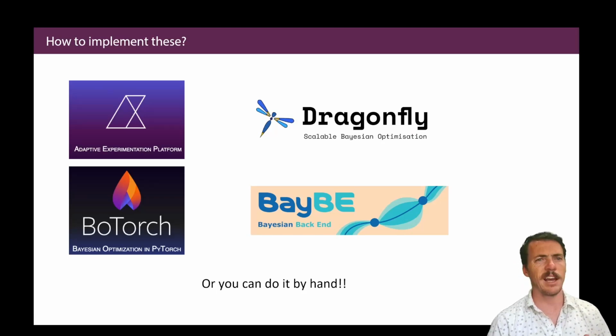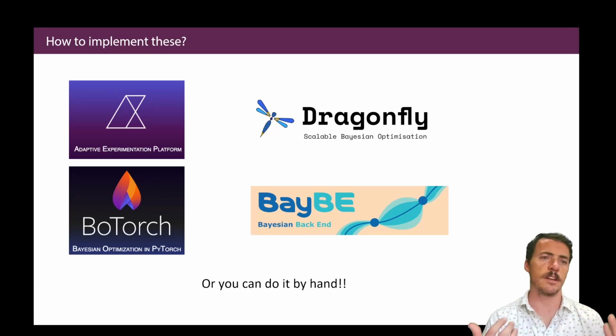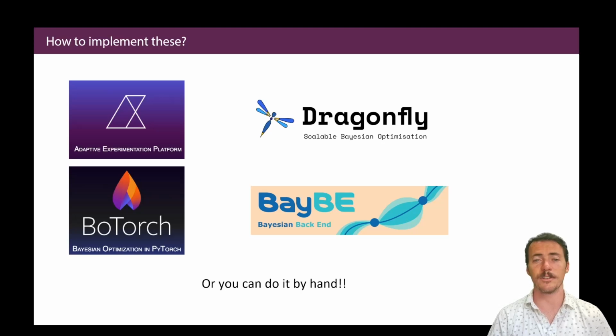So you might be asking, how do I go about implementing these things? This sounds cool. Well, the good news is that there are so many tools available. There's Ax, the Adaptive Experimentation Platform, by Meta. We use that all the time. We love it. There's BoTorch, there's Dragonfly, there's Baybe. These different things have pros and cons.